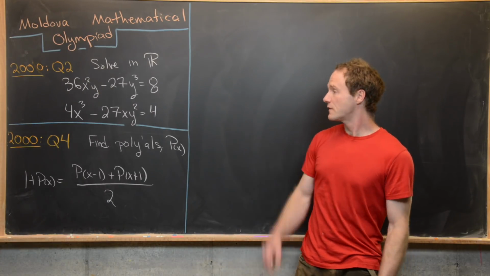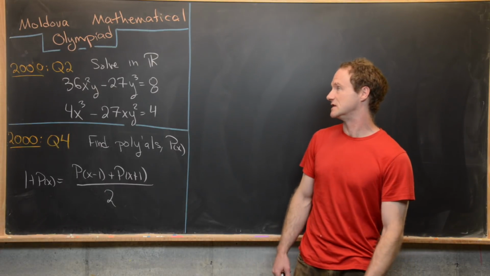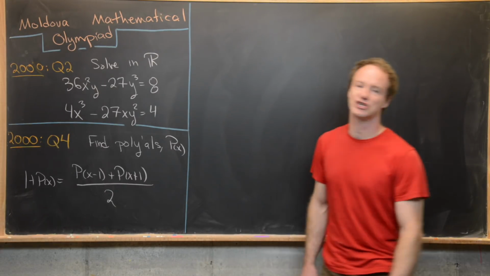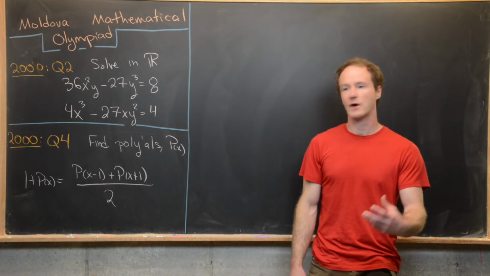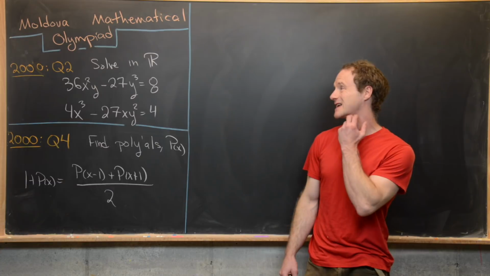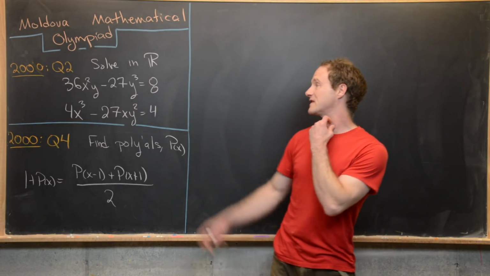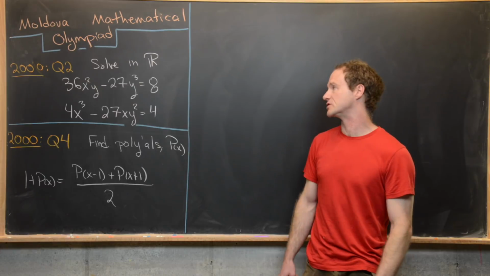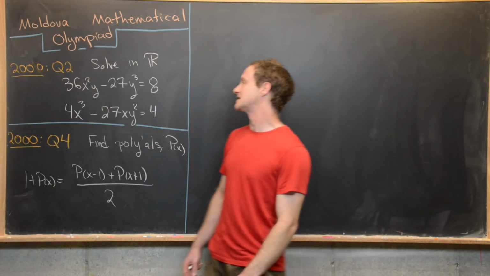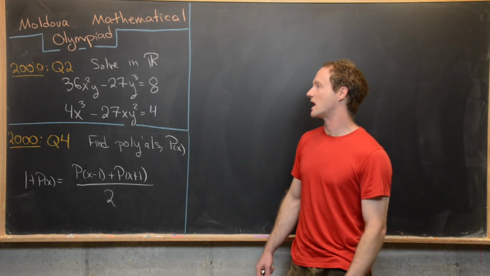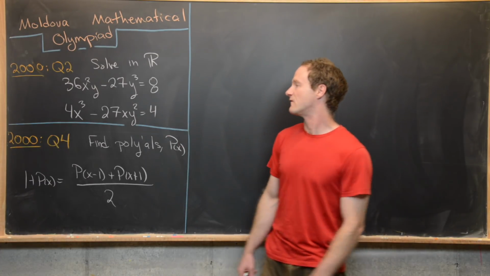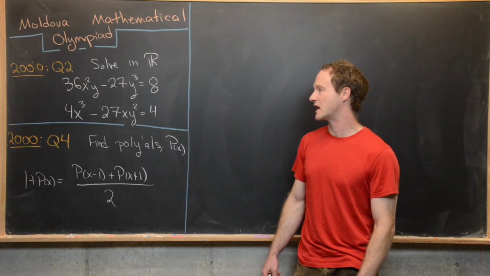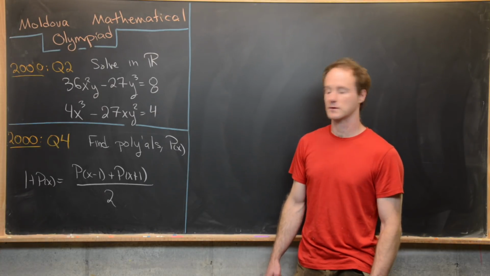Okay, so both of these come from the year 2000 edition, and the first one is question 2. We'll do that one first. So we want to solve in R. In other words, we want to find real numbers x and y satisfying this system of nonlinear equations. So we've got 36x squared y minus 27y cubed equals 8. And then we've got 4x cubed minus 27xy squared equals 4.